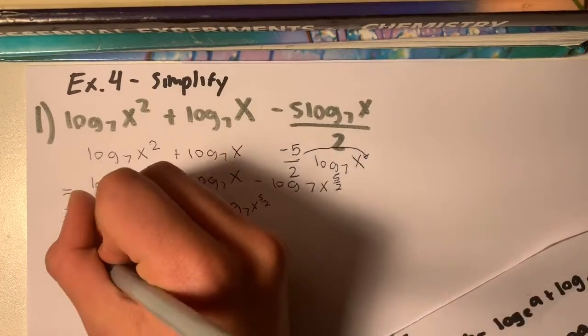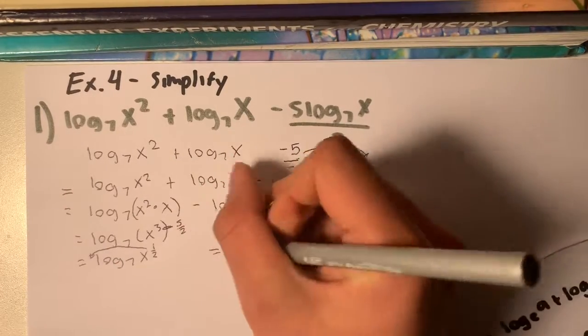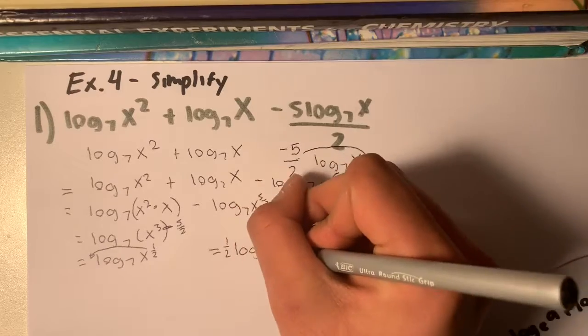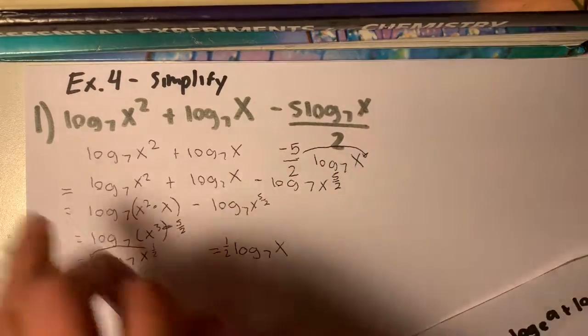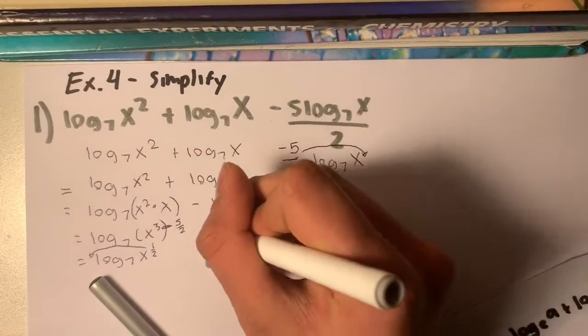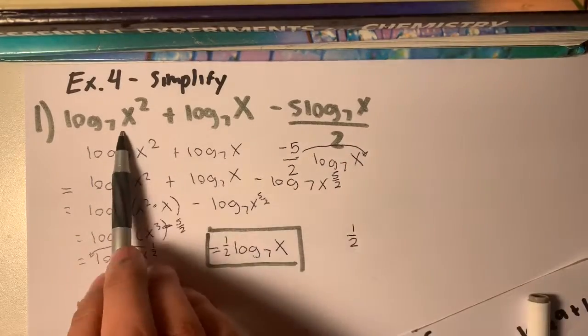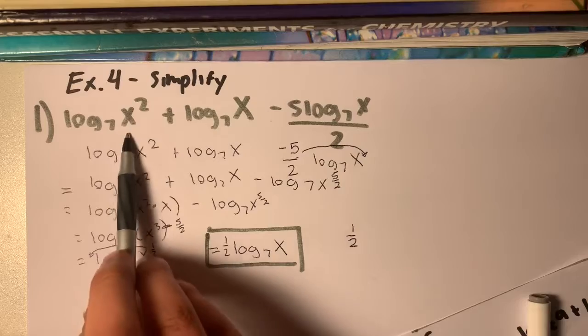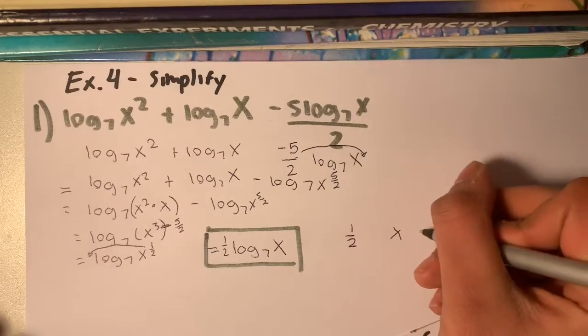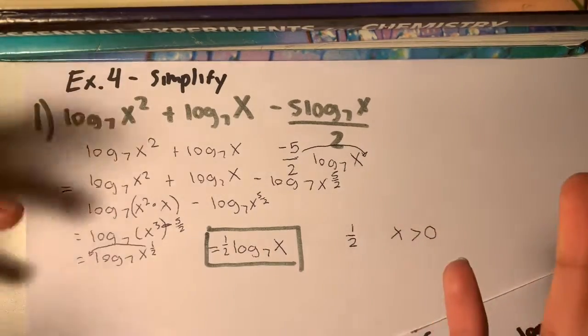I'm going to move it back by using rule 5, and its answer is going to be 1 over 2 log base 7 of x. This is going to be the simplified form. If I want to plug in, I want to make sure that my 1 over 2, if I plug it in to these x's, is still a positive number, so it'll still work. And my x is still going to be greater than 0, so that's good.